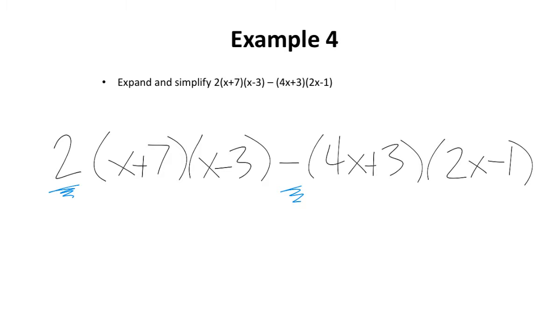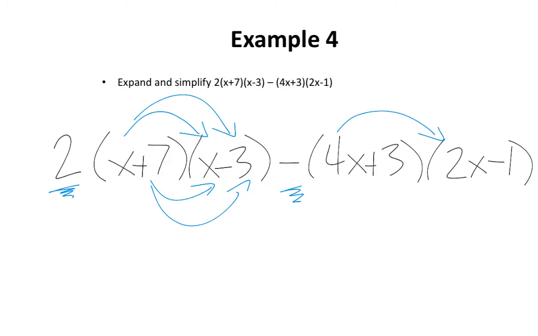But first, we're going to use FOIL for both of these sets of binomials. I'm going to multiply my first terms, then the outer terms, then the inner terms, and then the last terms. I'm going to do the exact same thing over here to the right. We're going to expand these binomials now.